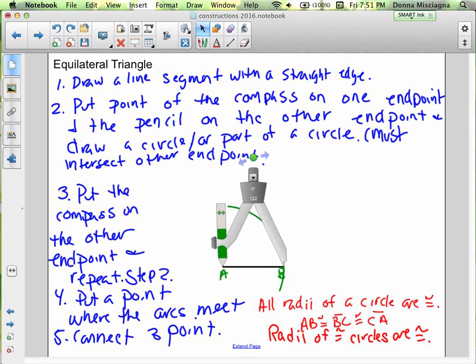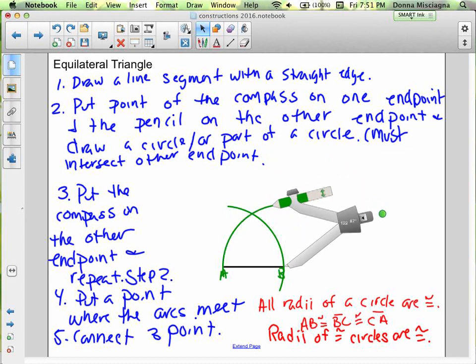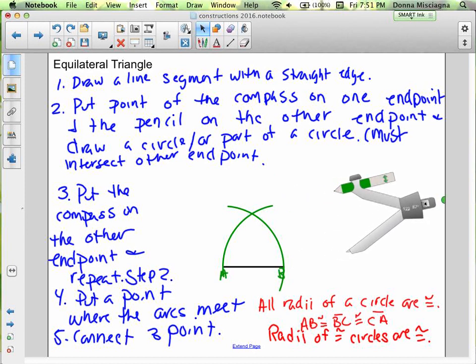There we go. All right, so now I make sure I go through point A, and then I keep on going till they intersect. So that's enough of the circle. You don't have to do any more than that. These are parts of 2 circles. They're still radii, because we have enough of the circle there to see that it goes from center to edge. All right, so we put a point where the 2 arcs meet.